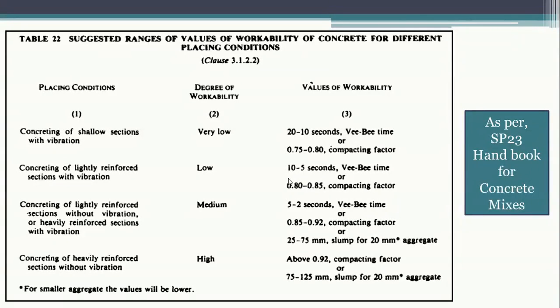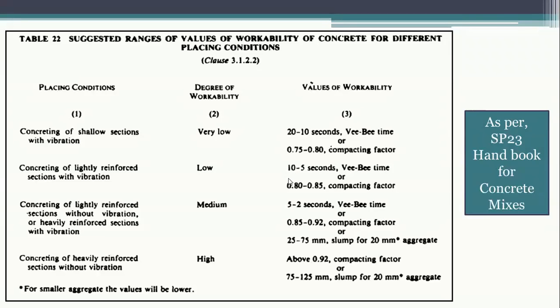You can see they have given ranges based on the different workability tests. I will read it out. For medium, the placing condition is a lightly reinforced section without vibration, or a heavily reinforced section with vibration. If you are doing concreting for this type of construction, then the degree of workability should be medium. Medium means that when you do a test, these should be the ranges.